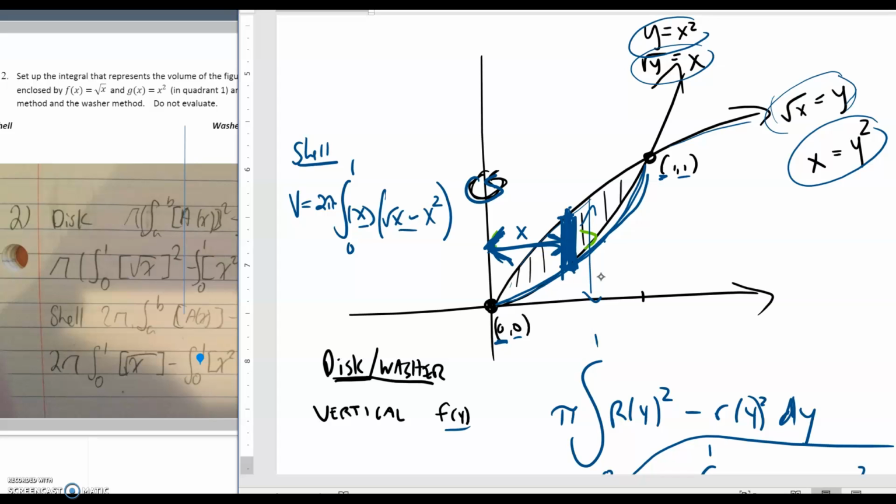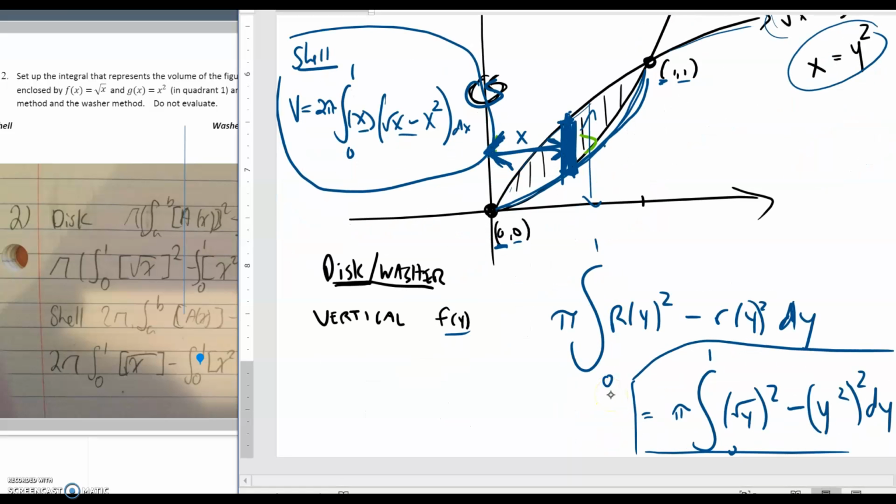Not squared, just one times the other, right, because we're doing the shell method. Okay, so again, quick review. If I'm doing washer, and it's vertical, it's got to be a function of y. Find the outer radius, subtract the little radius, square both of them. Multiply by pi, bounds of y.